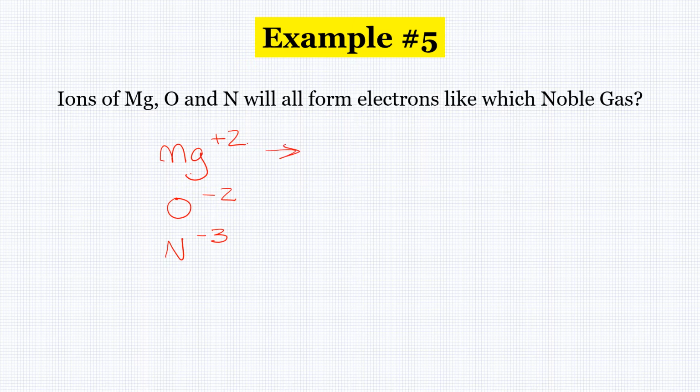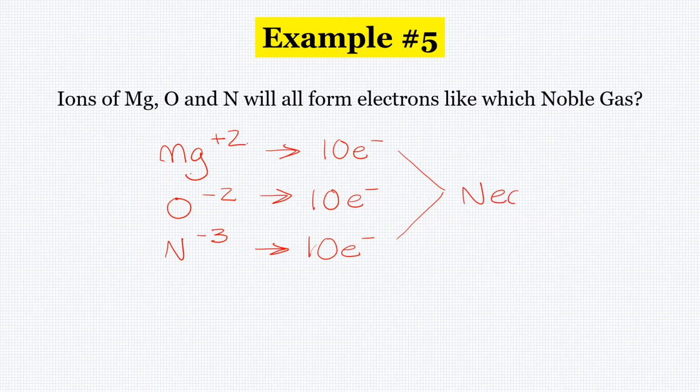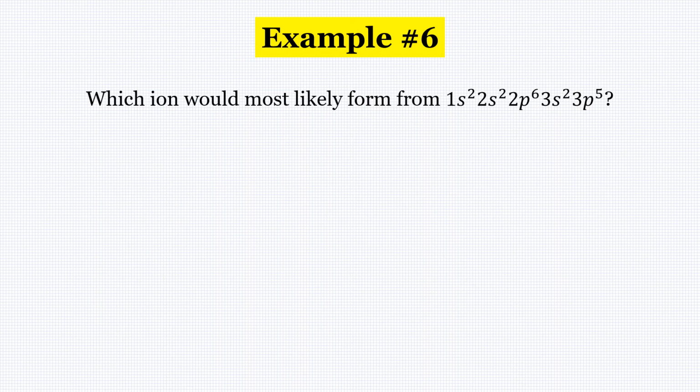So let's see, magnesium will have a total of 10 electrons. Oxygen will have a total of 10 electrons. And nitrogen will have a total of 10 electrons. So all 3 of these, if we look on the periodic table, number 10 is neon. So they're not changing to become neon, but rather they are picking up extra electrons, so they have the same number of electrons as neon, which is 10. Remember, changing the protons will actually change what element it is, but simply changing the number of electrons gives you an ion.